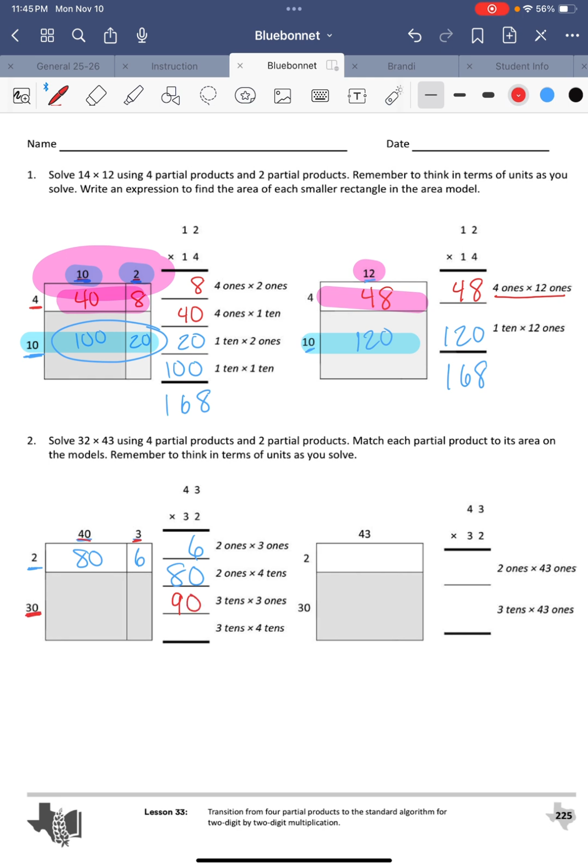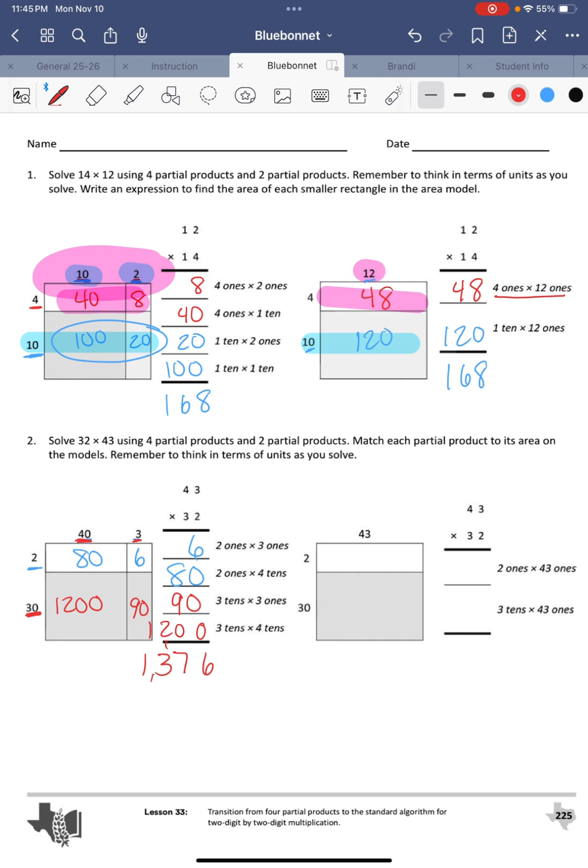3 tens times 4 tens. Oops, sorry, I forgot to put that there. That would be 12 hundreds. 4 times 3 is 12, and there are 2 zeros. Sorry, Ms. Greathouse wrote that wrong. 1, 2, 0, 0. So 6 plus all those zeros. 9 plus 8 is 17. 2 plus 1 is 3. 1 plus nothing is 1.